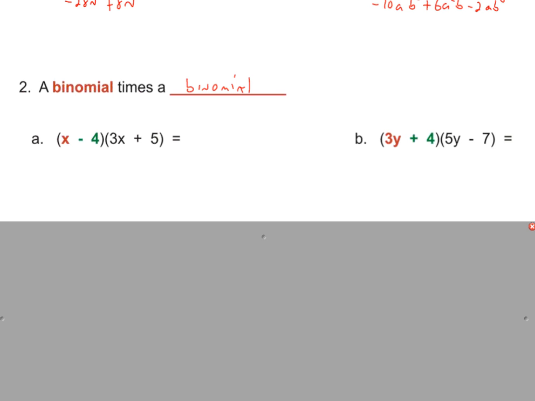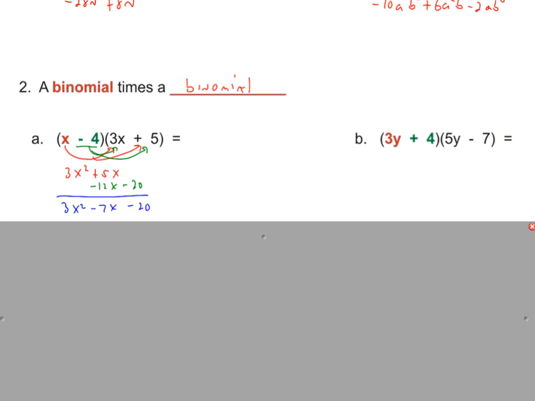And we already know how to do this. So we're going to distribute the x times the 3x and get a 3x squared, the x times the positive 5 and get a positive 5x. We're just distributing. And then we're going to distribute the negative 4, right? A negative 4 times a 3x is a negative 12x. Notice how I like to line up my like terms underneath, because I'm going to add those up. Negative 4 times a 5 is a negative 20. We'll just finish this up by adding up our like terms. And so we get 3x squared minus 7x minus 20.